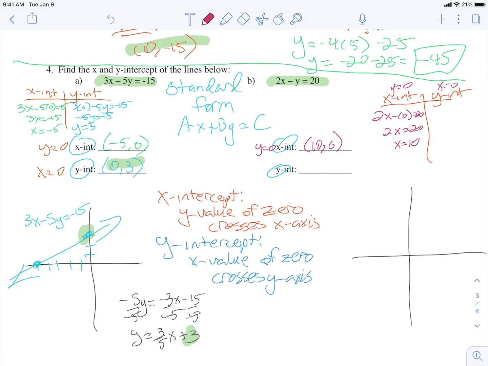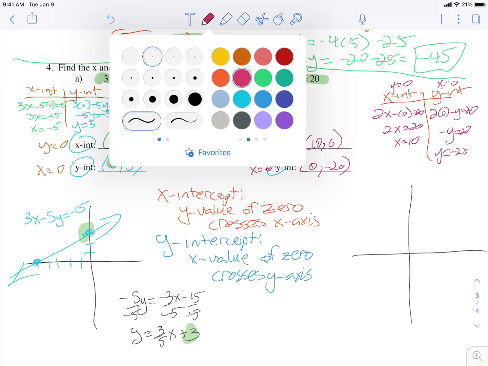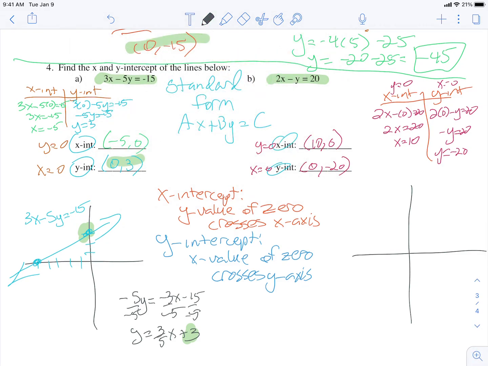And my y-intercept, well, that's 2 times 0 minus y equals 20. Negative y equals 20. Y equals negative 20. 0, negative 20. And again, since I made this sketch myself, it's pretty easy to just go ahead and count, 1, 2, 3, 4, 5, 6, 7, 8, 9, 10. Oh, wrong way. Then down to 20. And there's my 2 points, and there's my line, right?